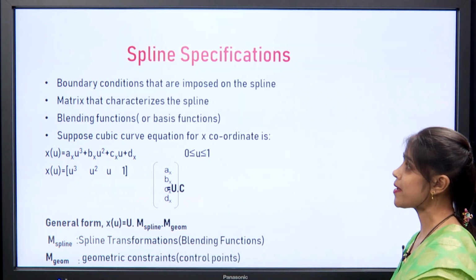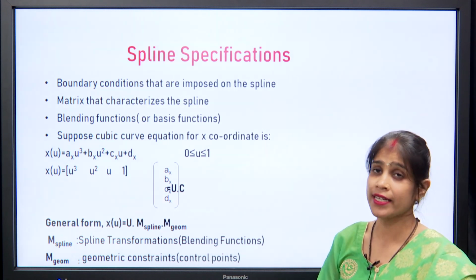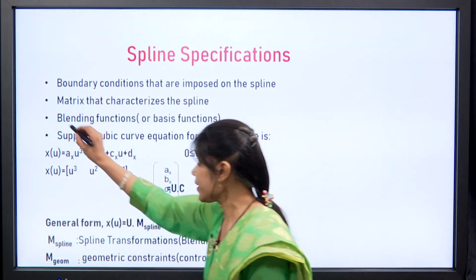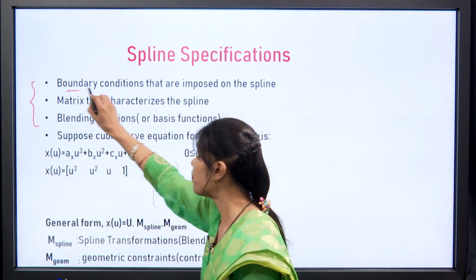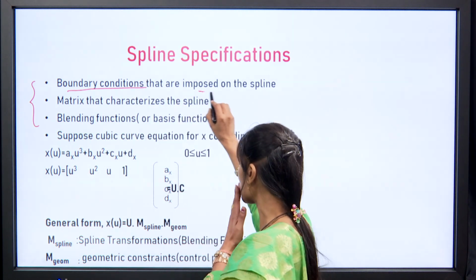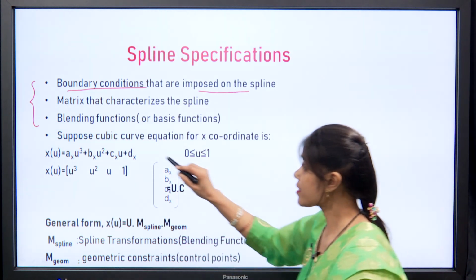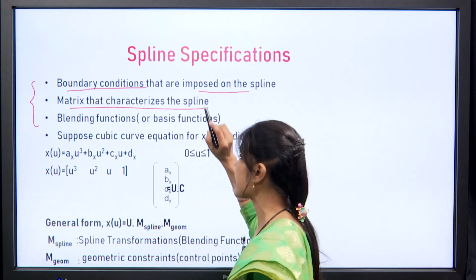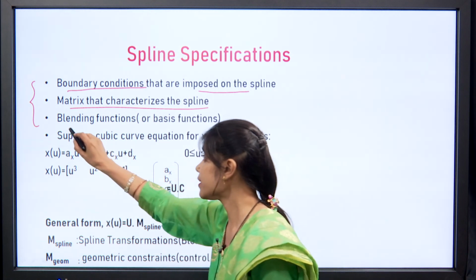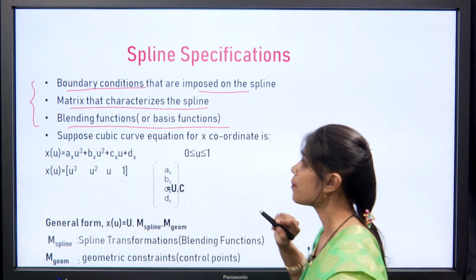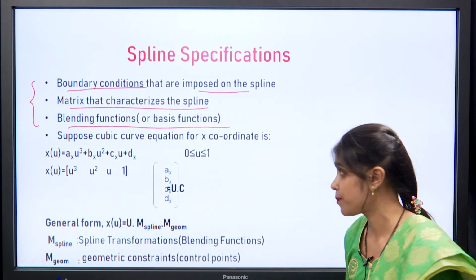Next we come to the spline specifications. What are spline specifications? That means how we define the spline. For defining the spline, three conditions should be met. The first condition is the boundary conditions that are imposed on the spline. The second one is the matrix that characterizes the spline. What matrix do you use for characterizing the spline? And the third one is the blending function or the basis function. That means how you will calculate all the control points.